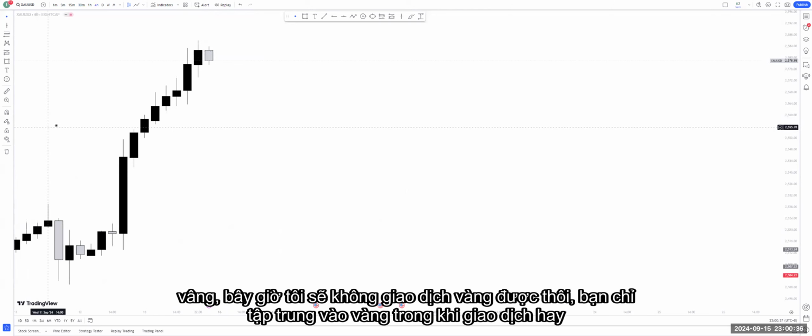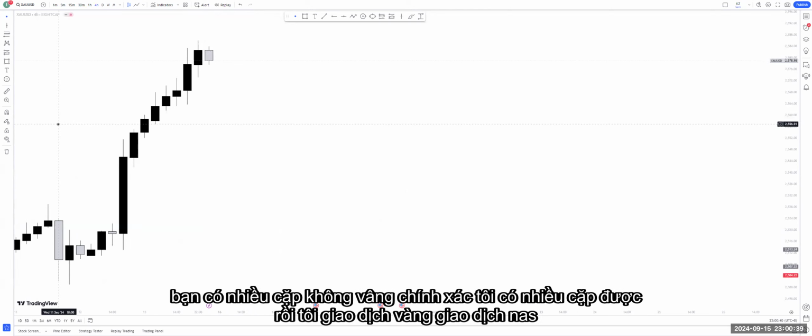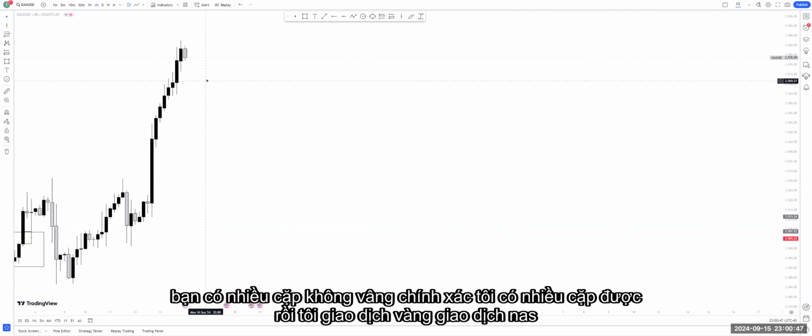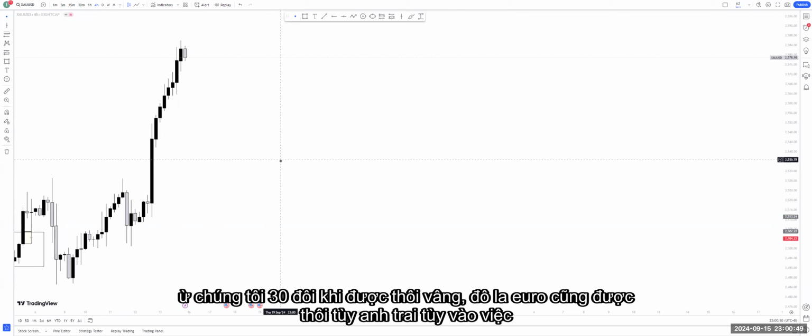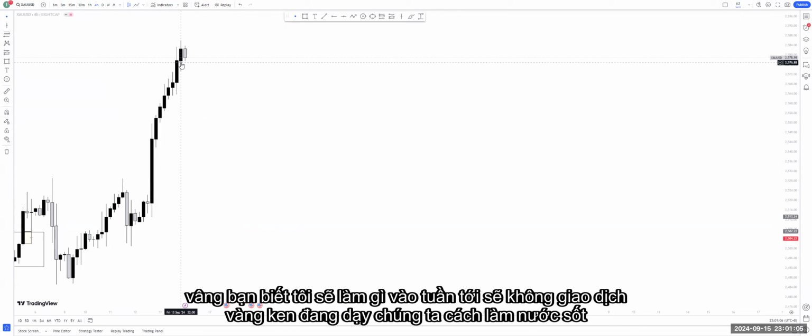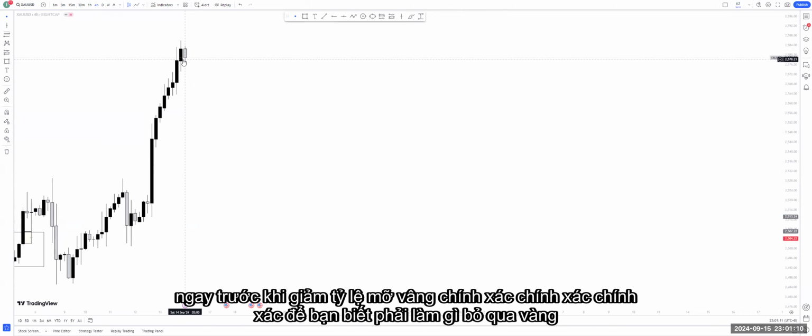Do you only focus on gold while trading, or do you have multiple pairs? Yes, exactly. I have multiple pairs. I trade gold, I trade NAS, US 30 sometimes, euro dollar as well. Depends, brother. But if we look at here, you know what I'm doing next week? Not going to trade gold. Ken is teaching us the source right before the Fed rate cut. Yes, exactly.